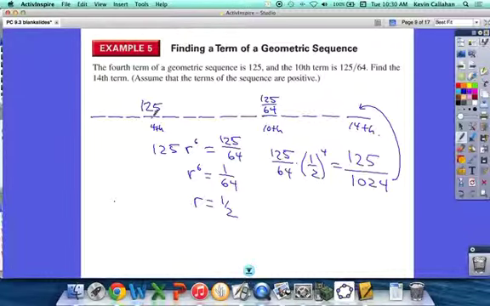If instead I was going to use the formula, then I would need to know the first term, right? Well, if the R is 1/2, that's telling me that to go from the 4th term to the 5th term, I multiply times 1/2. How would I go from the 4th term to the 3rd term? I'd multiply times 2, right? So if I multiply this one by 2, I would get 250. Multiply again, I would get 500. Multiply again, I get 1,000. So it would not have been that hard to come up with the A1 and then use the formula for the 14th term.